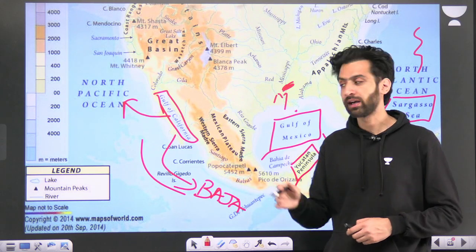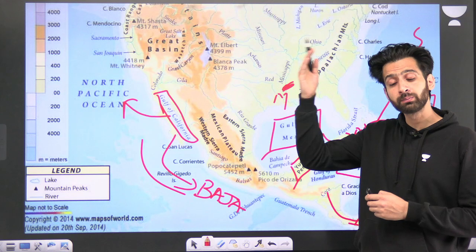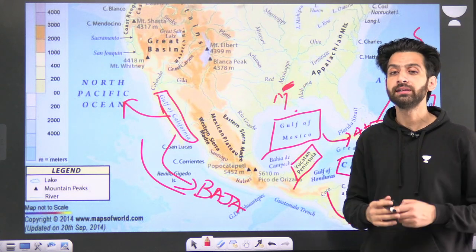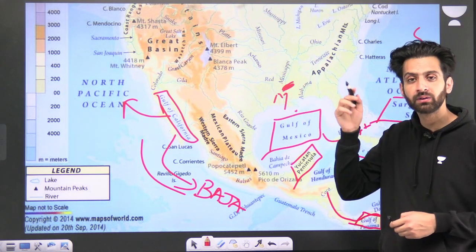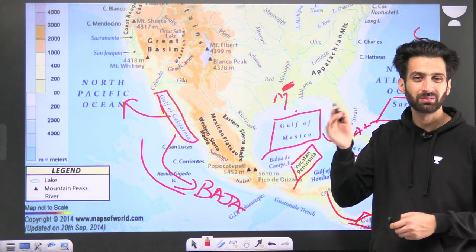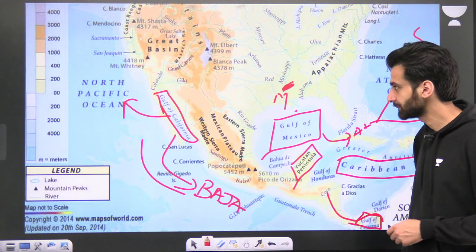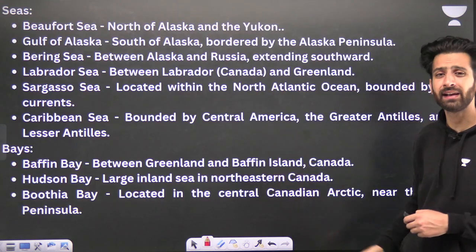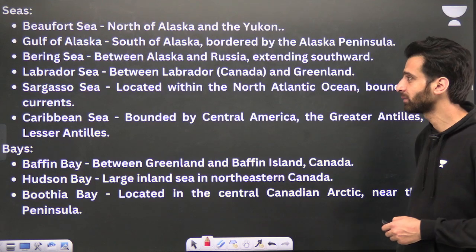Then we'll go to the Atlantic on either side, and when we go to the north part of the continent, you will see the Arctic, in which we said B1, B2, B3, B4. Then we have Hudson Bay, and that's it. These are the seas and their locations that are mentioned for you guys one by one.